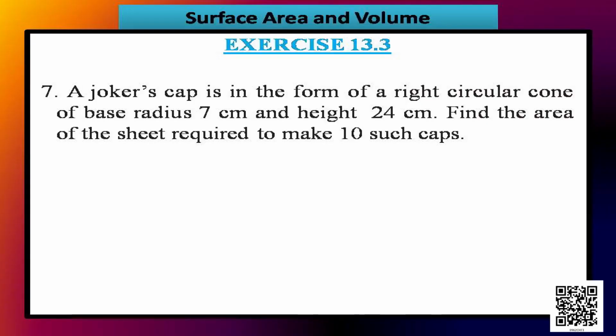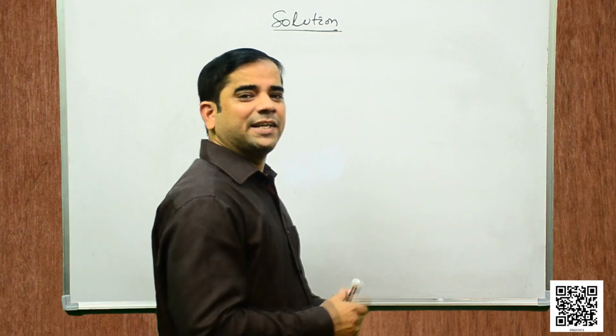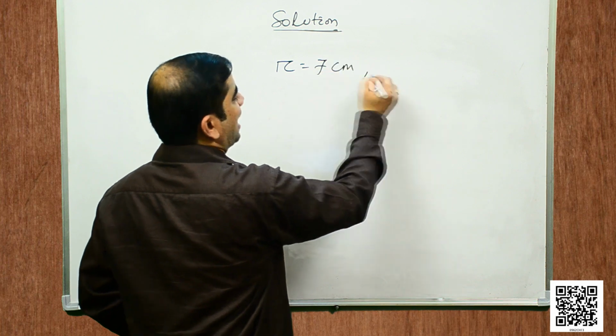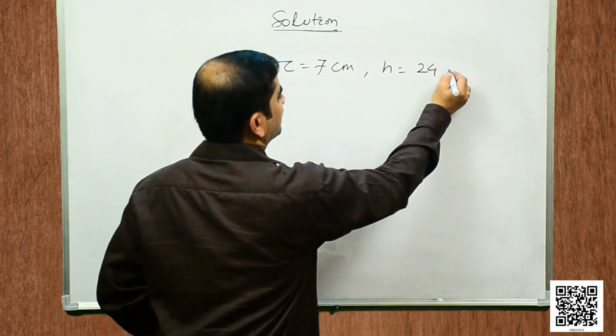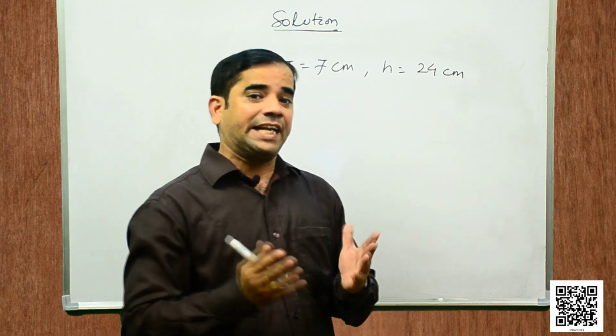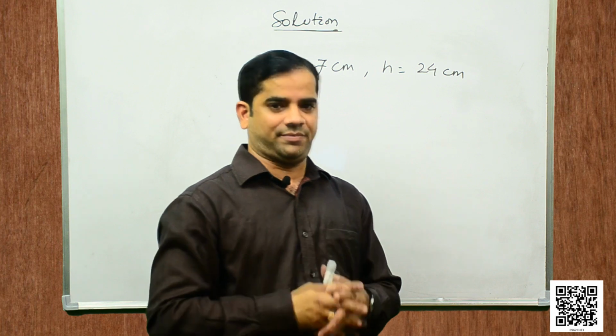Okay, it says a joker's cap is in the form of a right circular cone of base radius 7 cm and height 24 cm. Find the area of the sheet required to make 10 such caps. Okay, so let us find the solution for this. As per the given data, base radius r is 7 cm and height is 24 cm. Fine. We need to find out the sheet required to make 10 such caps.